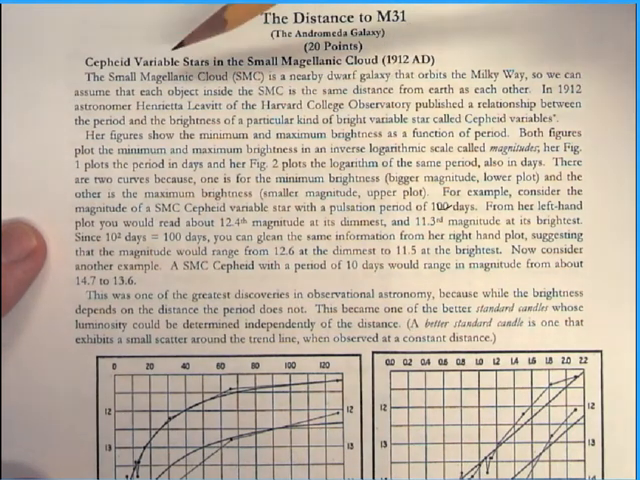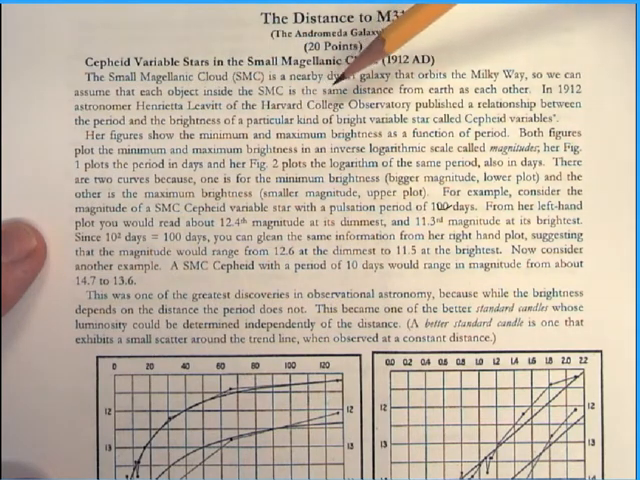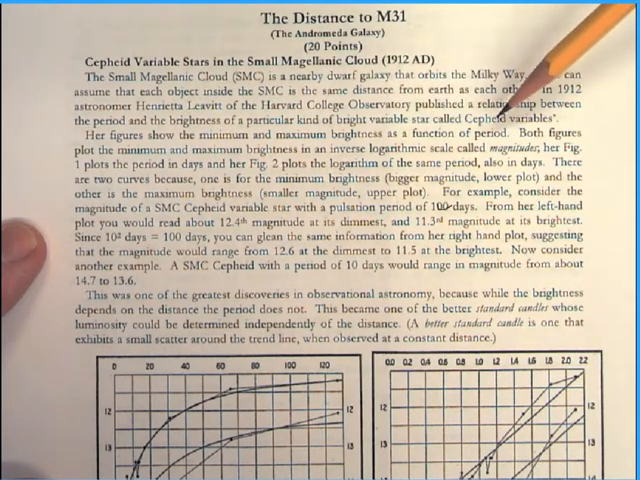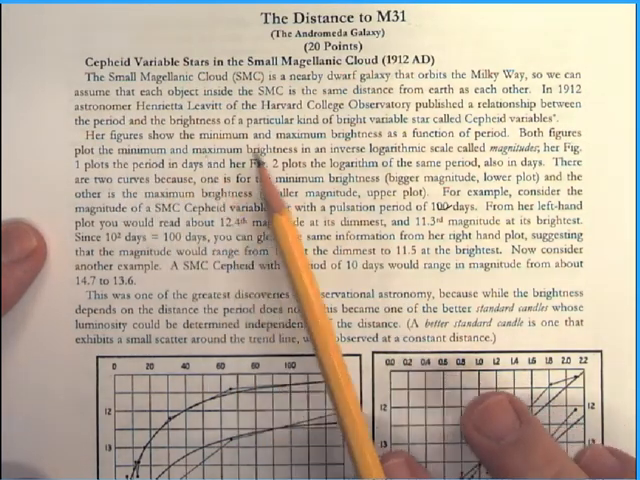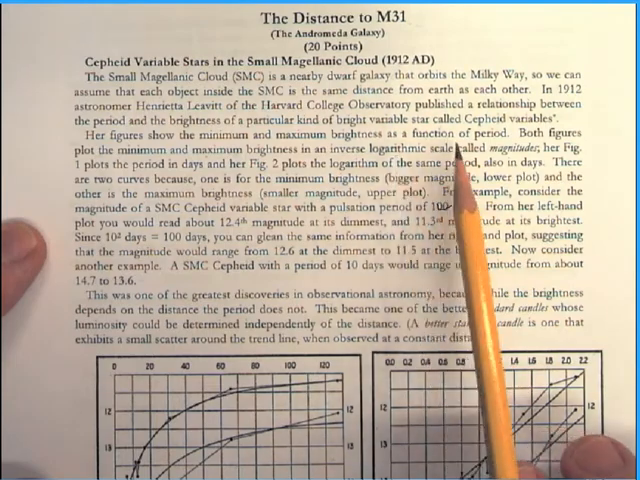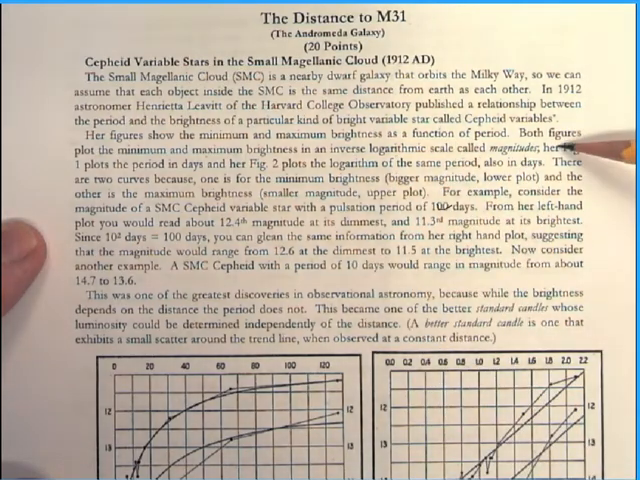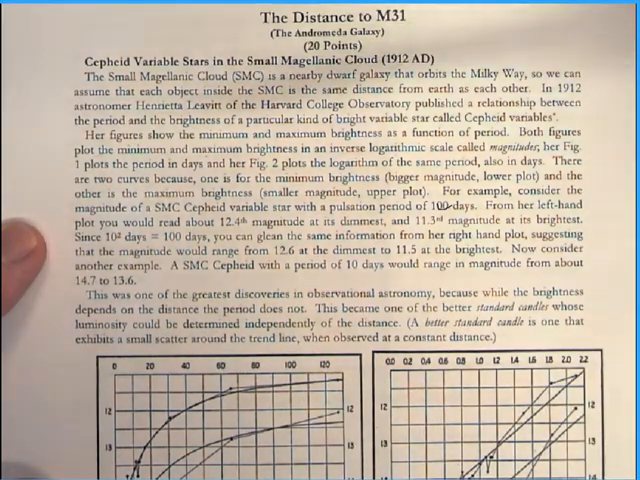In 1912, astronomer Henrietta Leavitt of the Harvard College Observatory published a relationship between the period and the brightness of a particular kind of bright variable star called Cepheid variables. Her figures show the minimum and maximum brightness as a function of period. Both figures plot the minimum and maximum brightness in an inverse logarithmic scale called magnitudes. Her figure 1 plots the period in days, and her figure 2 plots the logarithm of the same period, also in days.